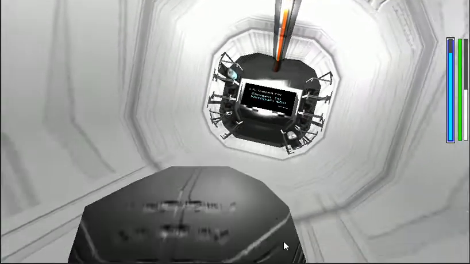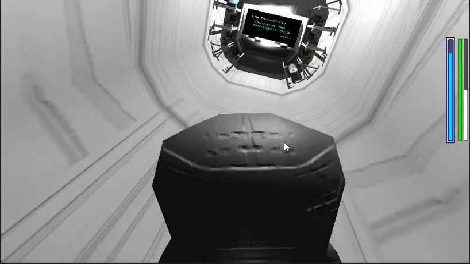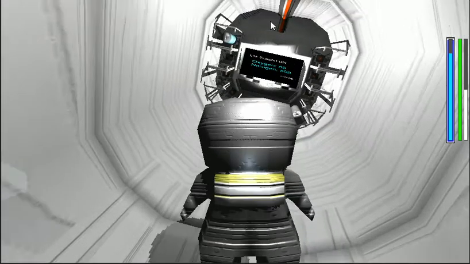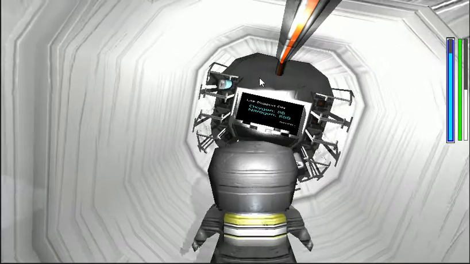So that's what I've accomplished today. I've built myself an actual life support system, and the foundations of much more complicated systems.